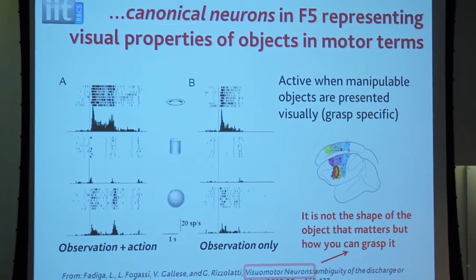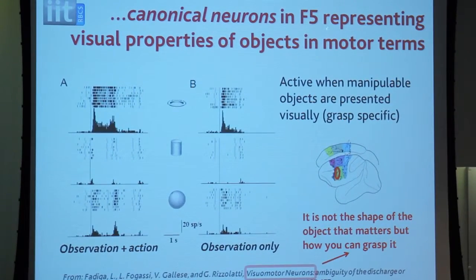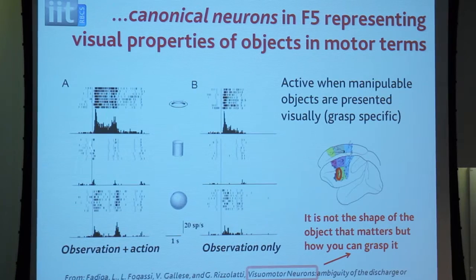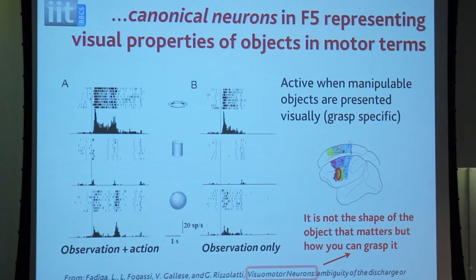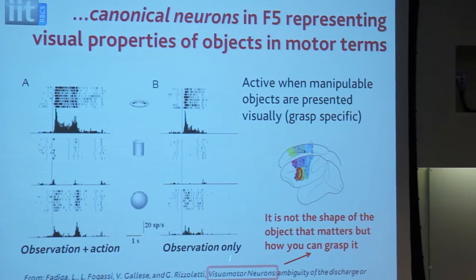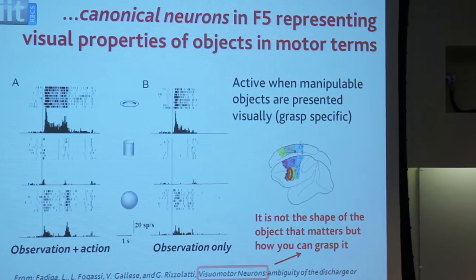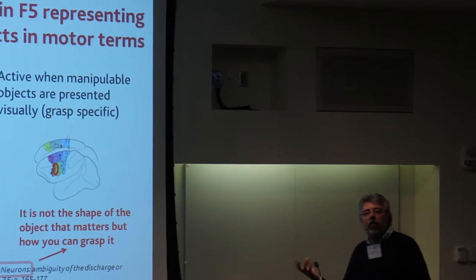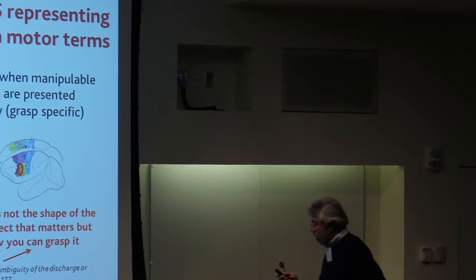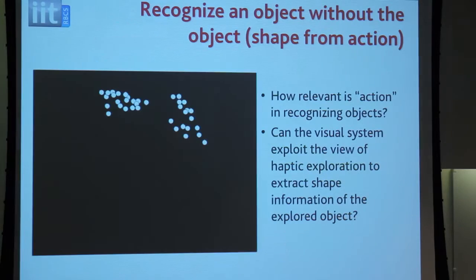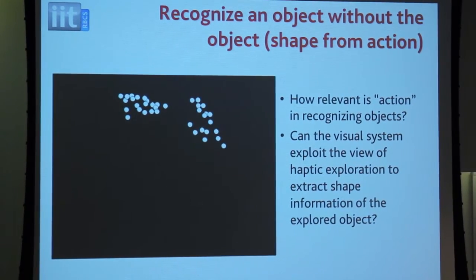Another example is canonical neurons, which are very close to mirror neurons. These are neurons which are activated when the monkey observes objects and acts on the objects, which can be grasped in a specific way, but also when the monkey is just looking at the object. So in this case, it's not the shape of the object that matters, but how you grasp it. So the visual input is transformed into something which is very much embedded into motor control. So again, which early visual features are driving this kind of neurons? What are the properties?